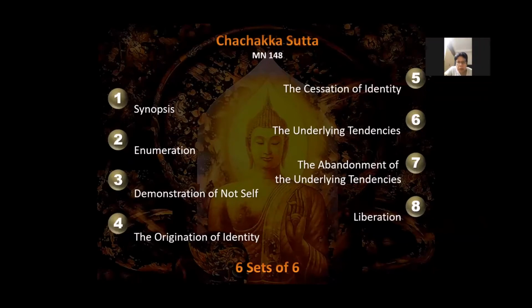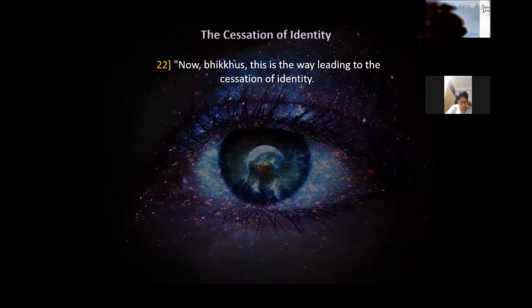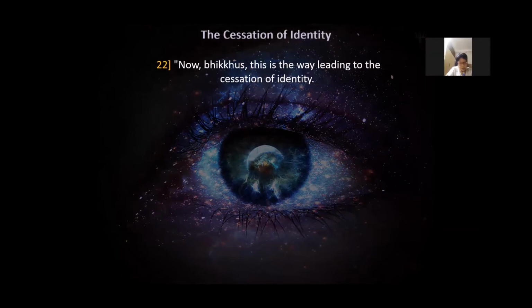Now, I covered number 1 to number 4 last week, and today we're going to move on to the interesting part, which is number 5 to number 8. Today, let's start with the cessation of identity. Now, because this is a way leading to the cessation of identity.